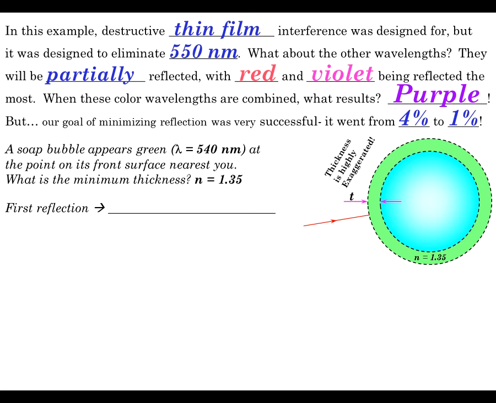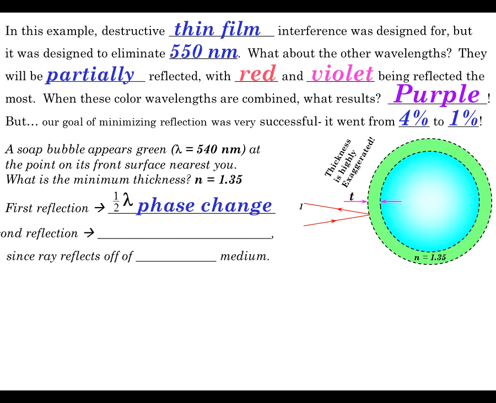So let's consider the first reflection. There's a reflection, and was there a phase change? Yes, there was a phase change, 1/2 a wavelength. It went from erect to inverted.